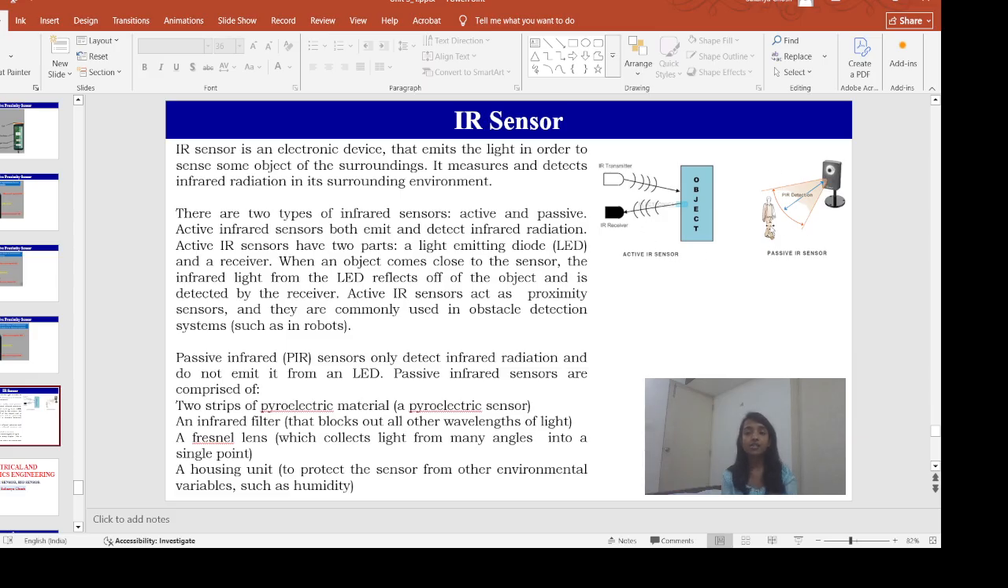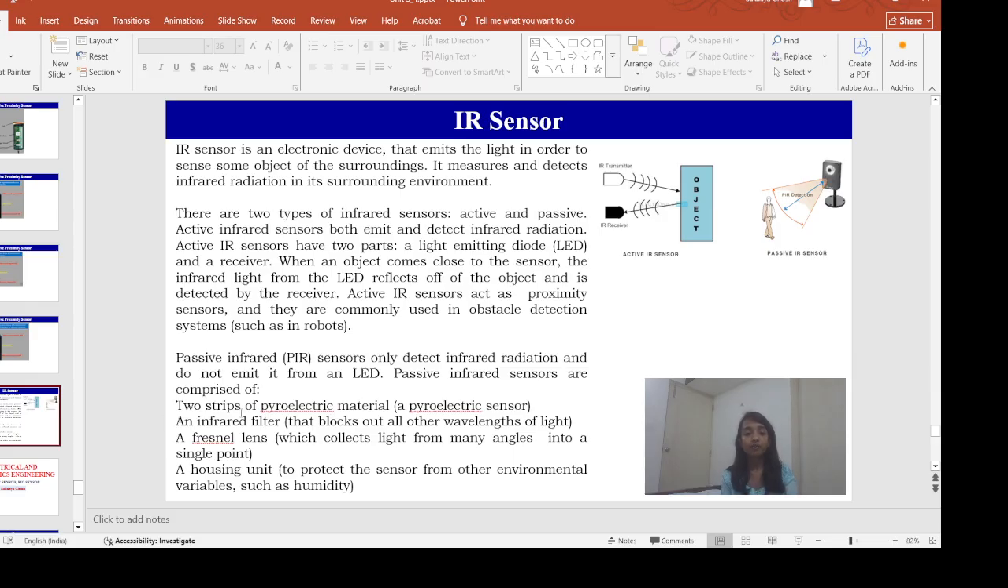What is this passive infrared sensor? Here it cannot emit infrared radiation. It is only able to detect infrared radiation. In the passive infrared sensor we have what? It has two stripes of pyroelectric material, or a pyroelectric sensor. What is a pyroelectric material? It is a material that is able to generate electric charge when there is a change in temperature.